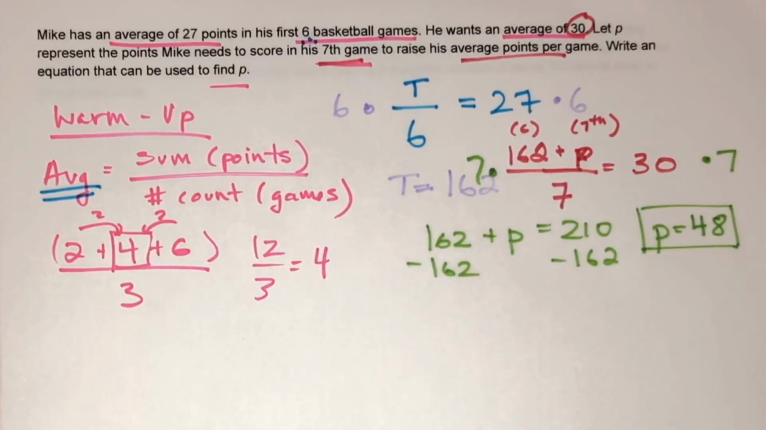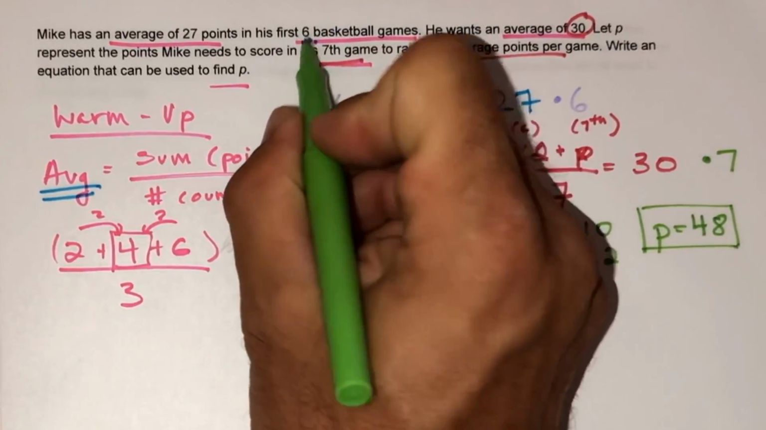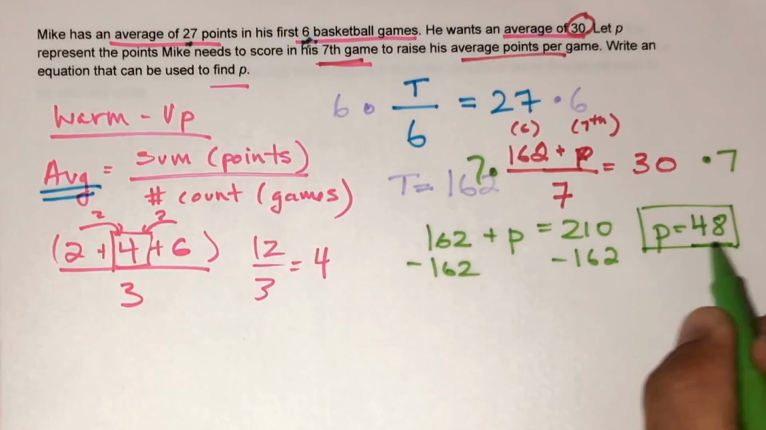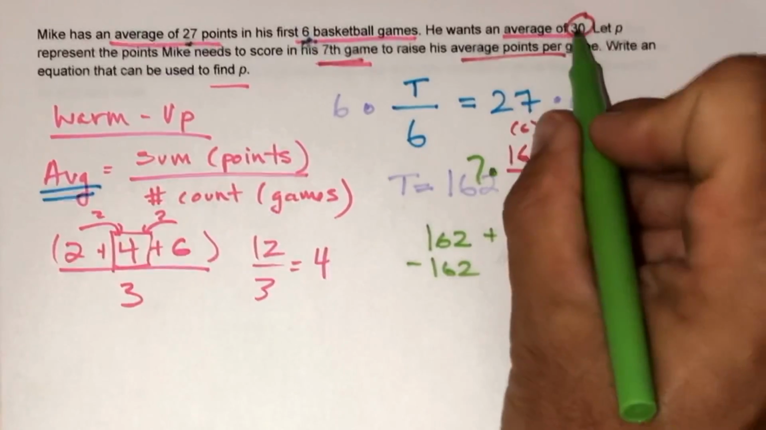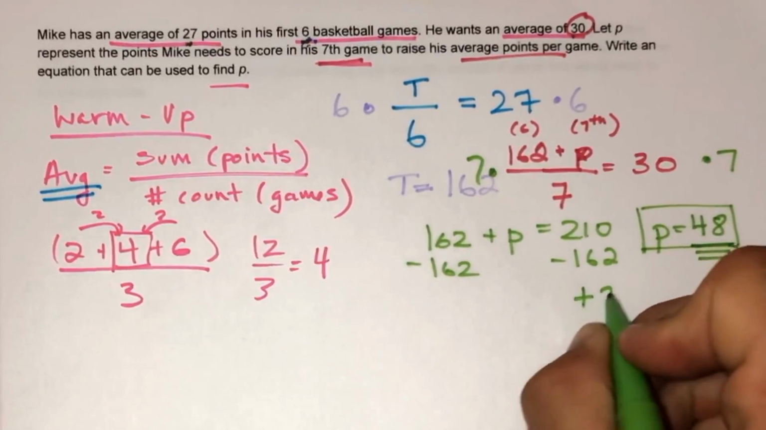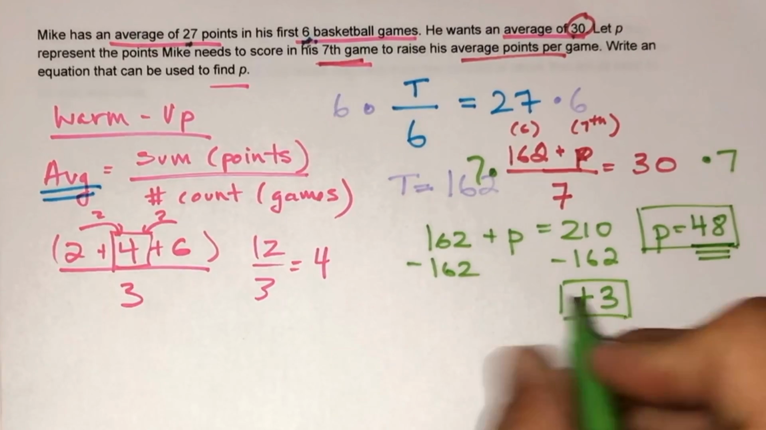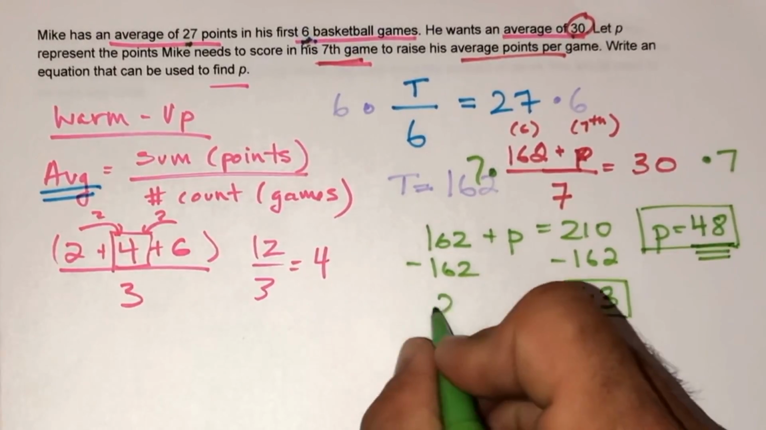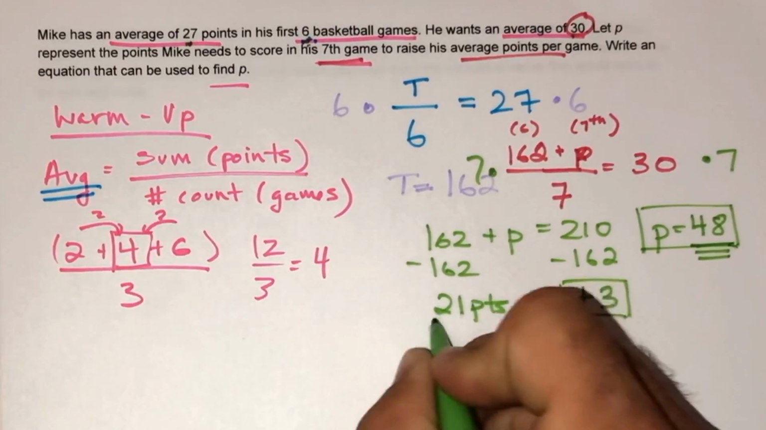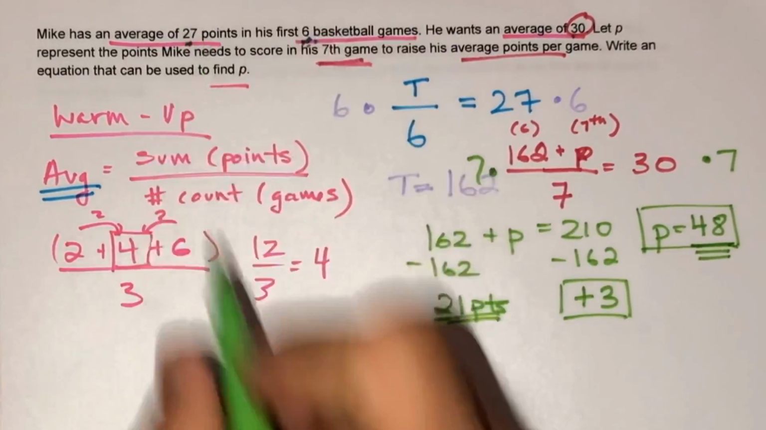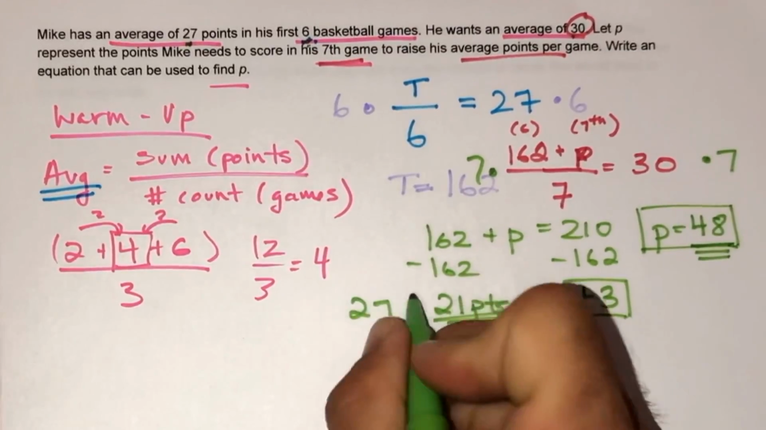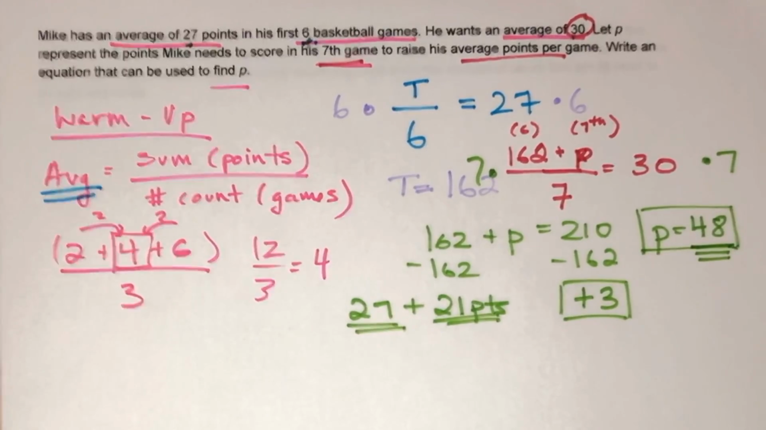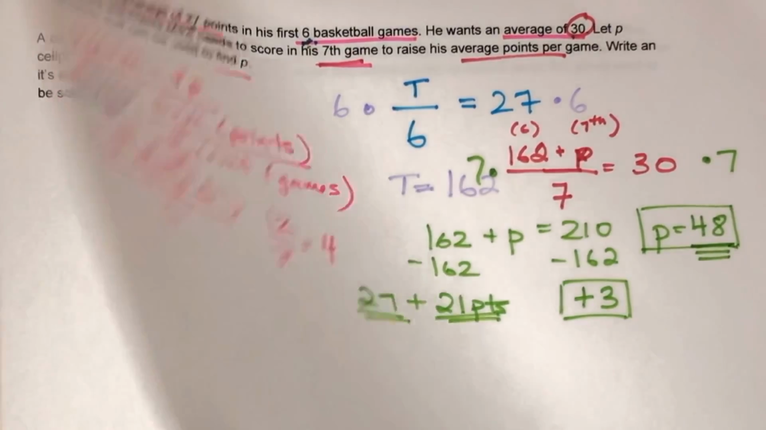And I think this is pretty cool because since he's had quite a few games and he's kind of set on an average of 27, look how many points he needs to score just to move his average up by 3. He needs to basically score an additional 3, 10, 13, 21 points, right? He needs to score another 21 points on top of his average of 27, to get 48 to get his average up by 3. Something very cool to look at there.